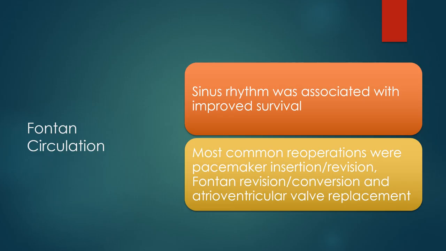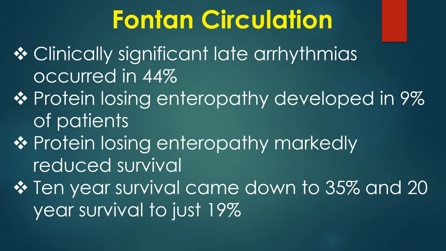Most common reoperations were pacemaker insertion or revision, Fontan revision or conversion, and atrioventricular valve replacement. Clinically significant late arrhythmias occurred in 44%. Protein-losing enteropathy developed in 9% of patients. Protein-losing enteropathy markedly reduced survival. 10-year survival came down to 35% and 20-year survival to just 19%.